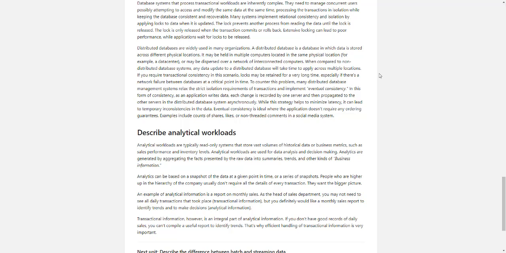To counter this problem, many distributed database management systems relax the strict isolation requirements of transactions and implement eventual consistency. In this form of consistency, as an application writes data, each change is recorded by one server and then propagated to the other servers in the distributed database system asynchronously. While this strategy helps to minimize latency, it can lead to temporary inconsistencies in the data. Eventual consistency is ideal where the application doesn't require any ordering guarantees. Examples include counts of shares, likes, or non-threaded comments in a social media system.